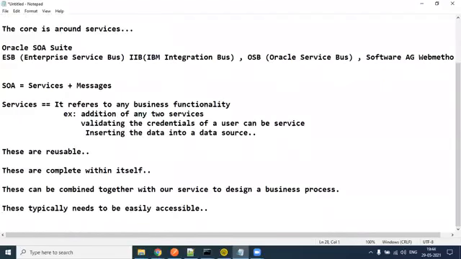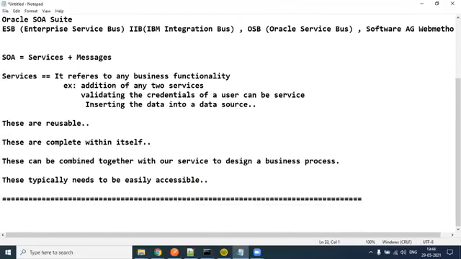So there are some more traits which a service must have, but these are the important ones: these have to be reusable, these are complete within itself, these can be combined with other services to design a business process, right? And so this is about services. So when we are working on service oriented architecture, each problem statement has to be visualized or solutionized in the form of services.